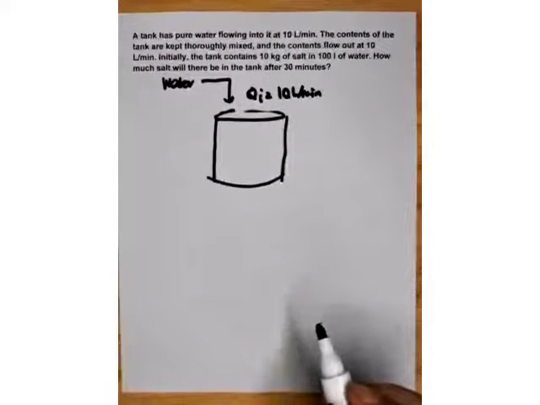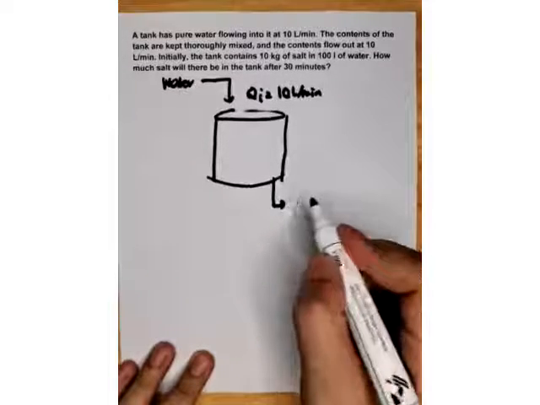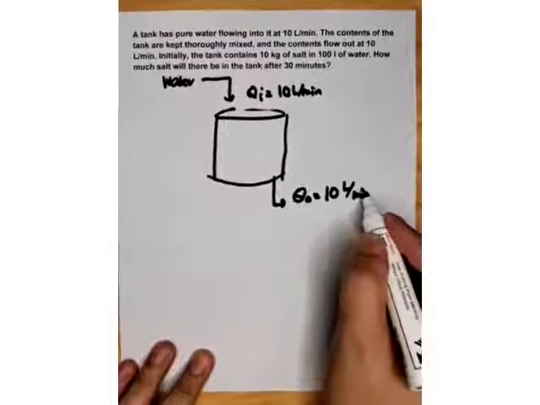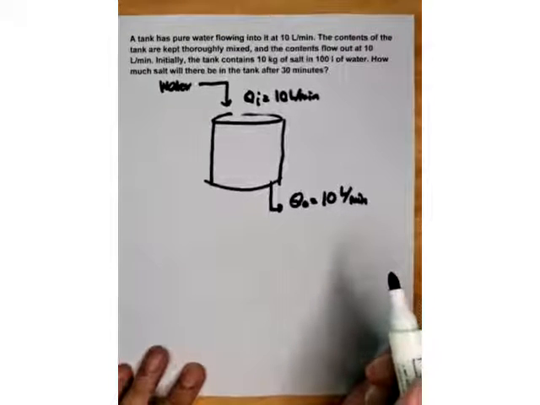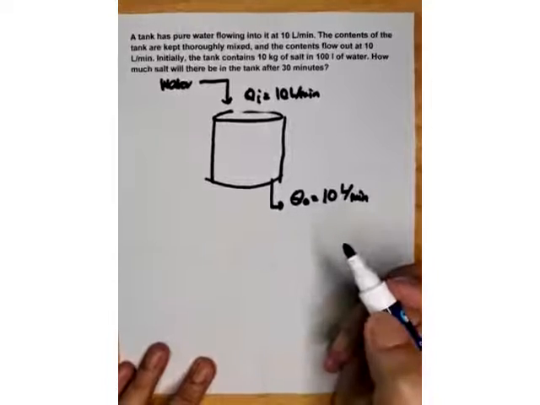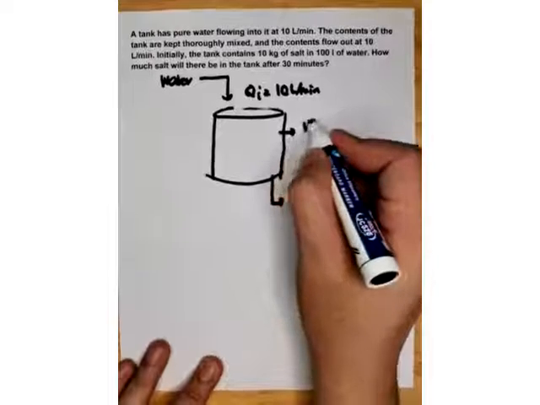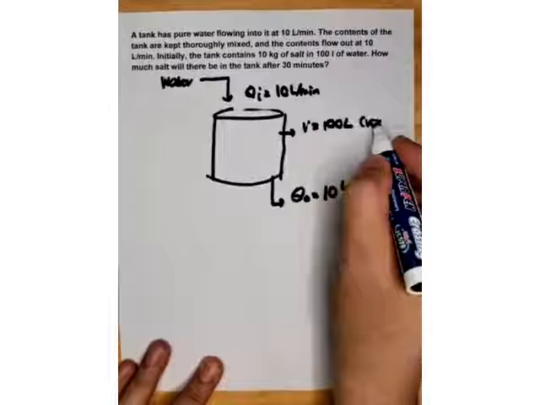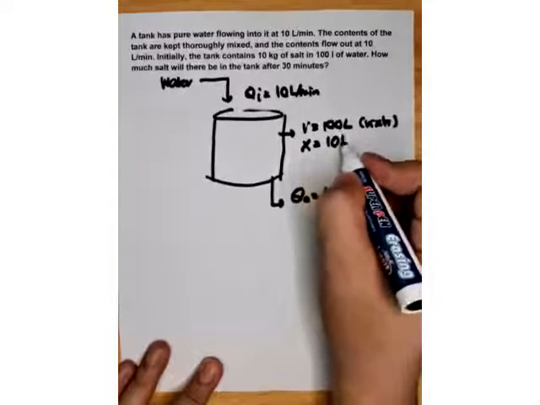And the contents of the tank are kept thoroughly mixed, and the contents flow out at 10 liters per minute. So, yung Q natin is 10 liters per minute. So, initially, the tank contains 10 kilograms of salt in 100 liters of water. So, initially, ang volume ng tank natin ay 100 liters of water and a salt of 10 kilograms.